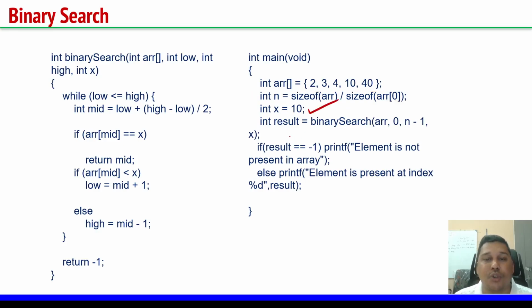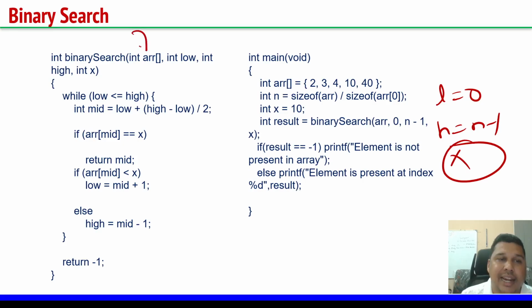Then the x value which I want to find is 10. You may take it from the user, or you can directly write it like this. I am calling the function binary search. I am giving the address of the array, the starting index, this is low, this is my high, and this is my key, which I am passing here. I am giving the low value, the high value, and the key which I want to find.